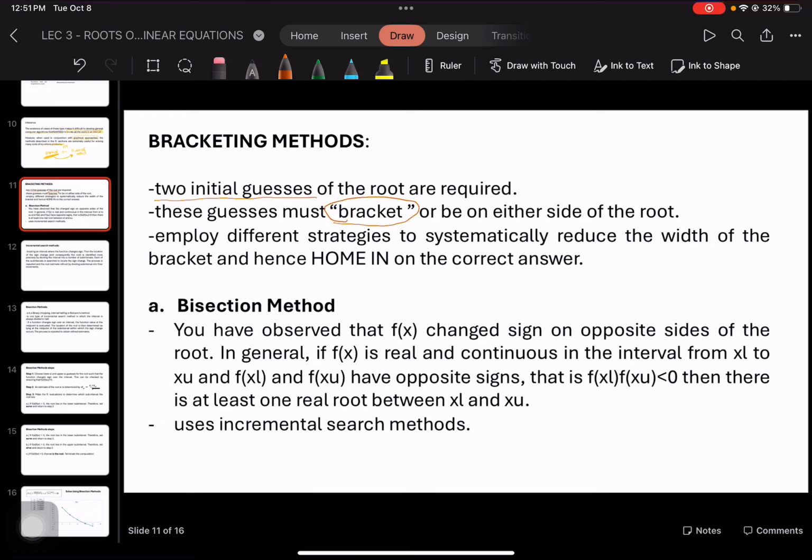And if magawa mo tong dalawa na to, dyan na papasok yung different strategies to systematically reduce the width of the bracket and hence home in on the correct answer. Okay, so dito magde-differ aside from these guesses, magde-differ din dito sina bisection method at false position method.